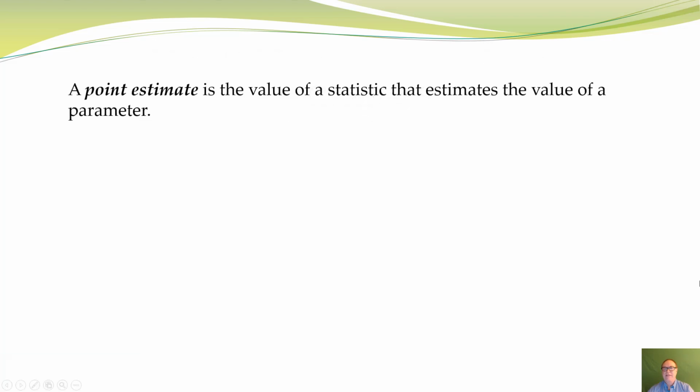A point estimate is the value of a statistic that estimates the value of a parameter. If you recall from Chapter 1, a statistic is a measurement from a sample. A parameter is a measurement from a population.